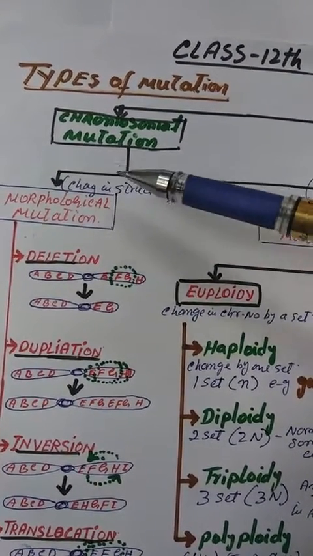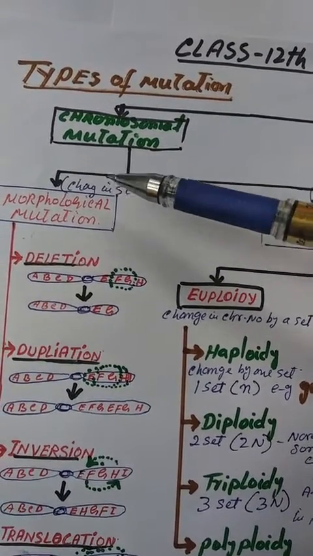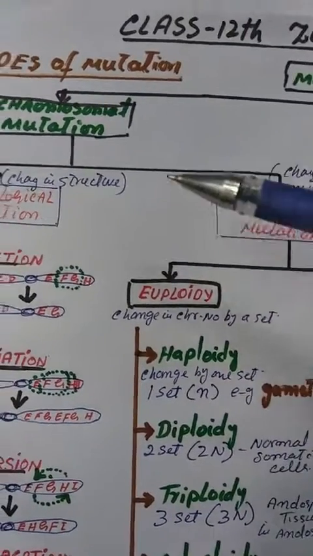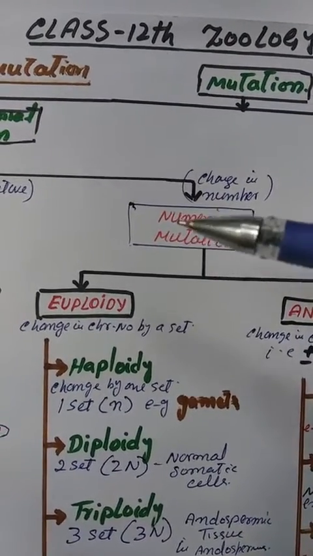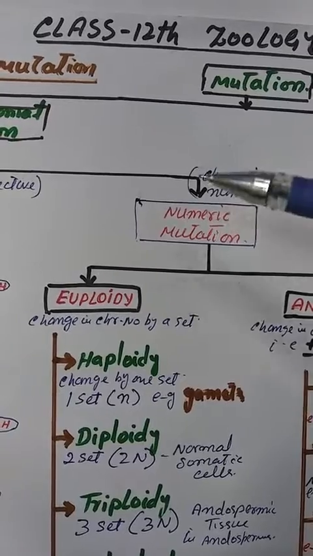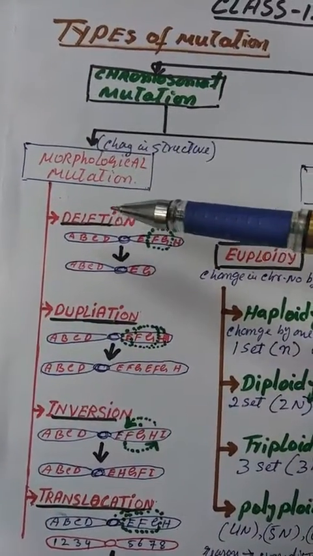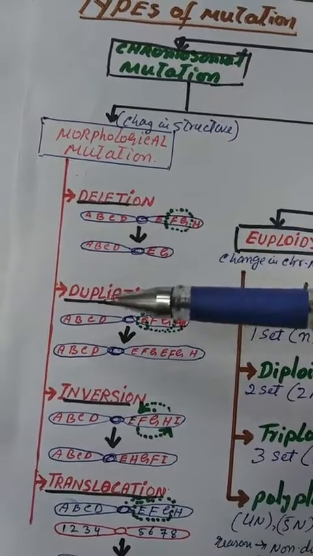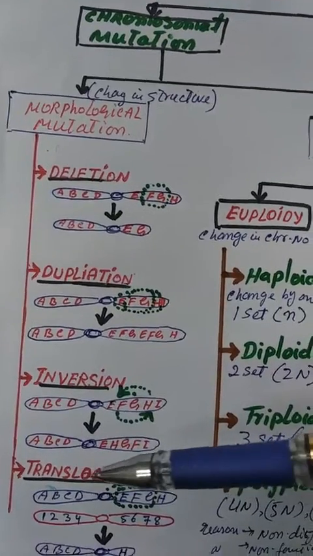First are those changes which are caused due to a change in the structure of the chromosome, also known as morphological mutations. And the second type of chromosomal mutation is what we call a numeric mutation, in which there occurs a change in the number of chromosomes. Now, as far as morphological mutations are concerned, they are of different types, for example, deletion, duplication, inversion, and translocation.